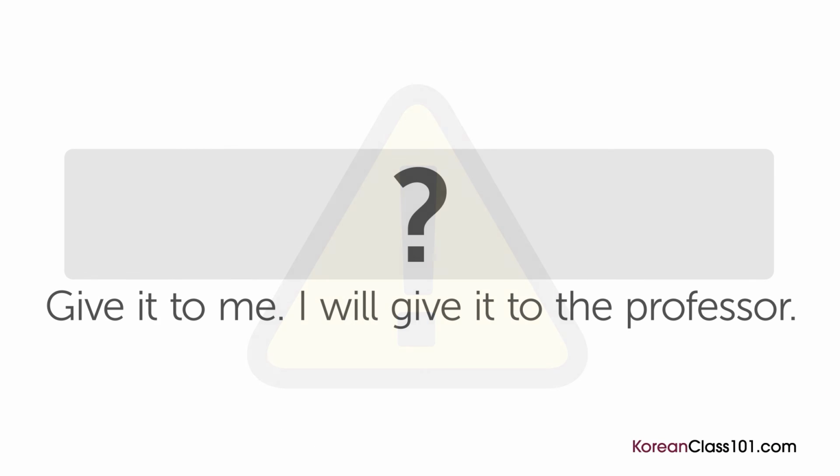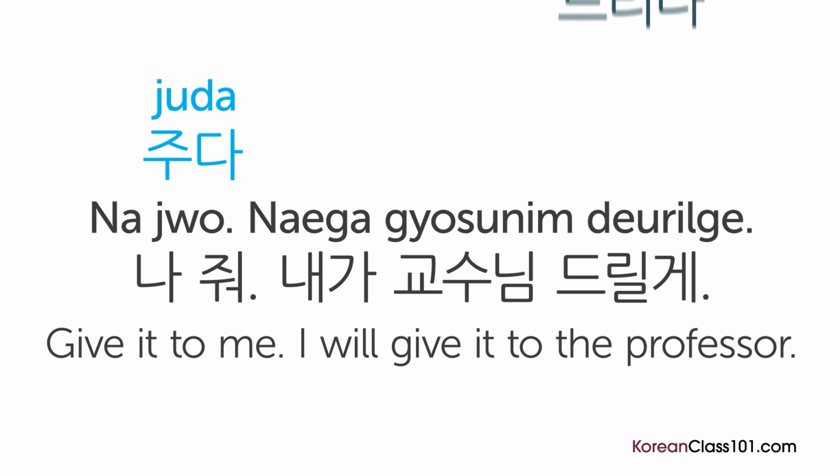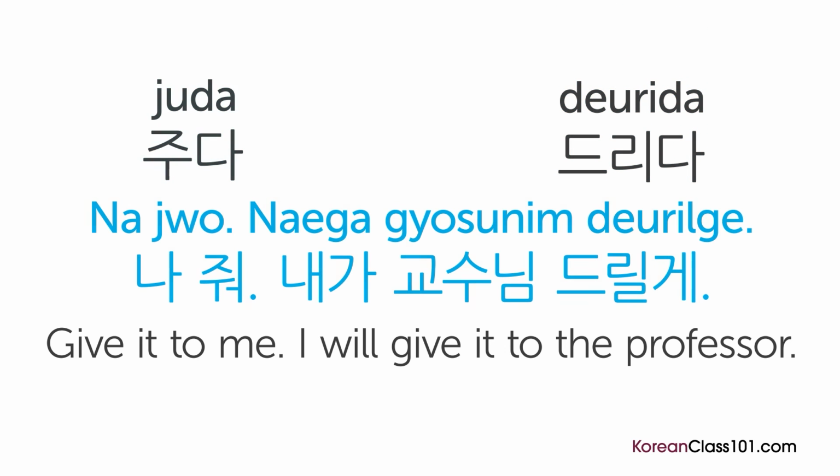Here's a challenge. How can you say to your friend, "Give it to me, I'll give it to the professor?" That's right. We need both 주다 and 드리다 for these sentences. 주다 for the first sentence and 드리다 for the second sentence. So you'll get 나 줘, 내가 교수님 드릴게, meaning "give it to me, I'll give it to the professor."